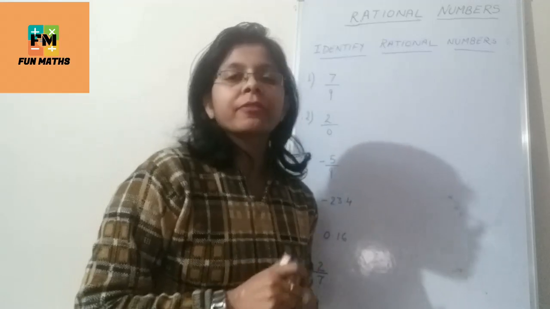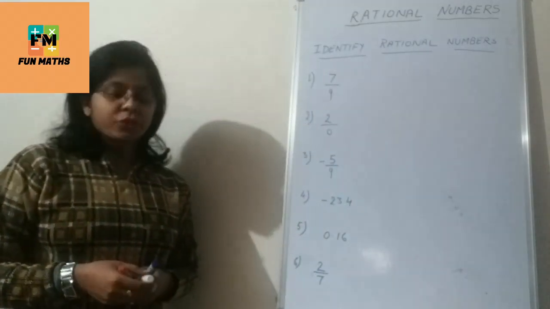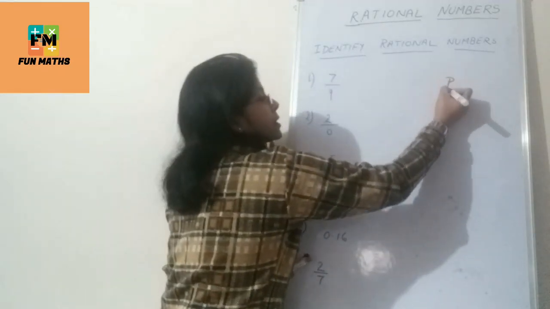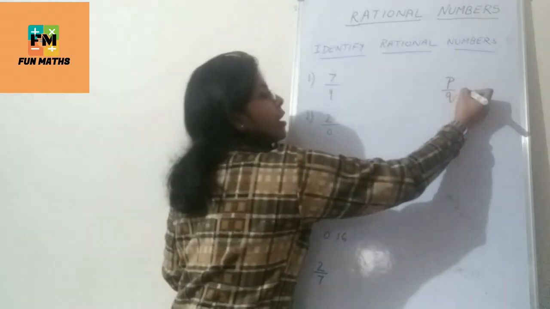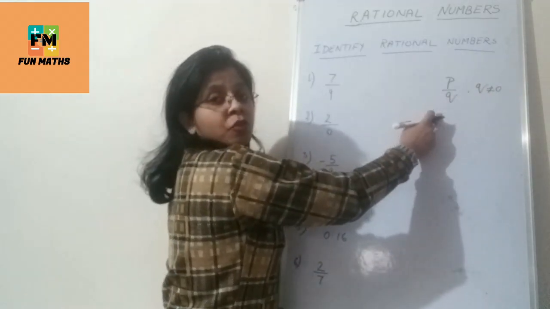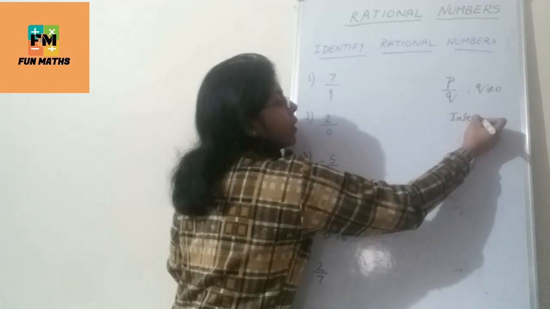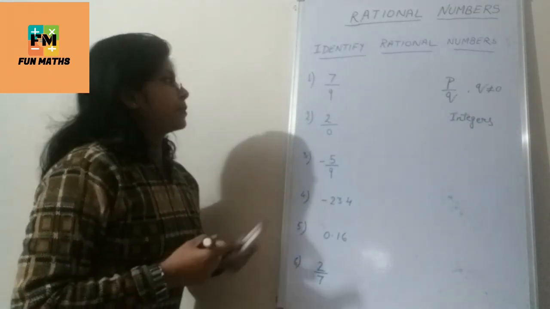Here we have to identify which numbers are rational numbers and which are not. If you remember the property, if you remember what rational numbers are, I told you rational numbers should be in the form of p upon q, where q should not be equal to 0 and p and q both should be integers, right? Now let's check with all these three properties.